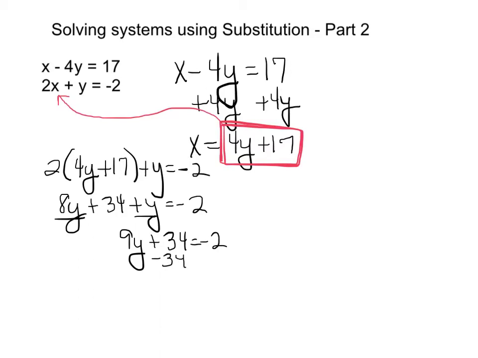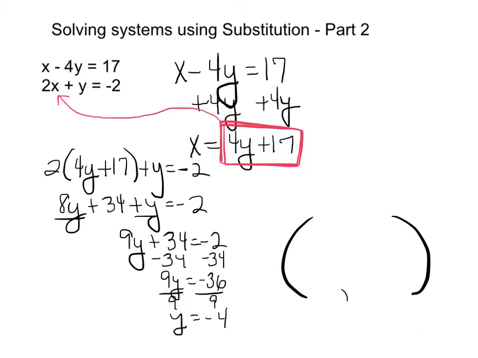I subtract 34 on both sides. That gives me 9y equals negative 36. I divide both sides by 9. That gives me y equals negative 4. So my y value is negative 4.